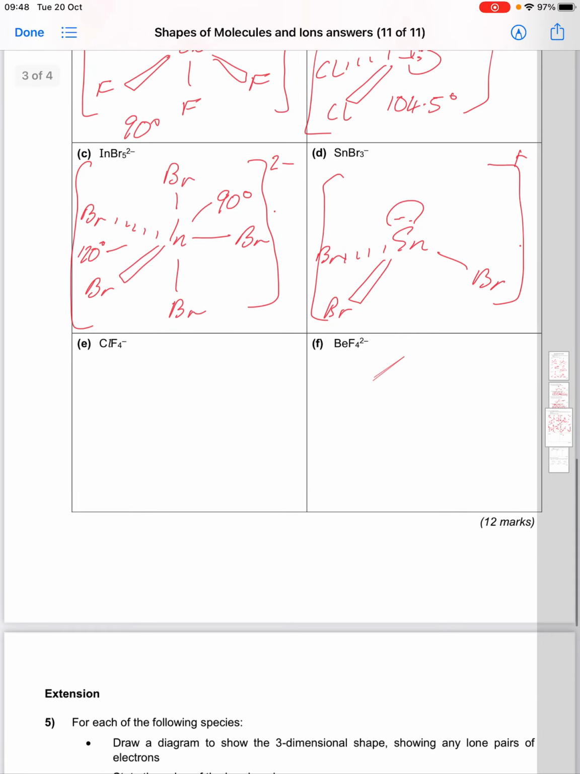So the next one, ClF4 minus. So chlorine is a central atom. There's only one of them. It has 7 electrons in its outer shell. Fluorine forms 1 covalent bond each, and there are 4 of them. So that gives me 11 electrons.